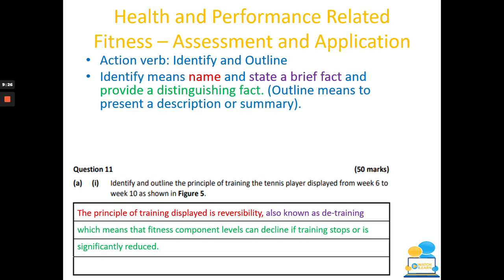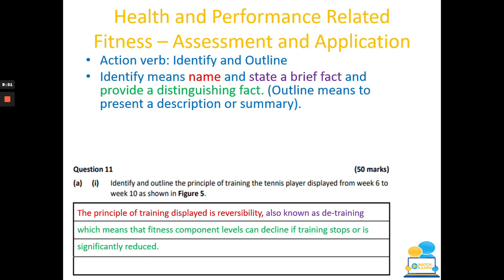So as we can see here, the principle of training displayed is reversibility, also known as detraining. So we've stated our brief fact, as you can see in purple, and then our distinguishing fact, which is distinguishing reversibility from other principles of training. So this means that the fitness component levels can decline if training stops or is significantly reduced.